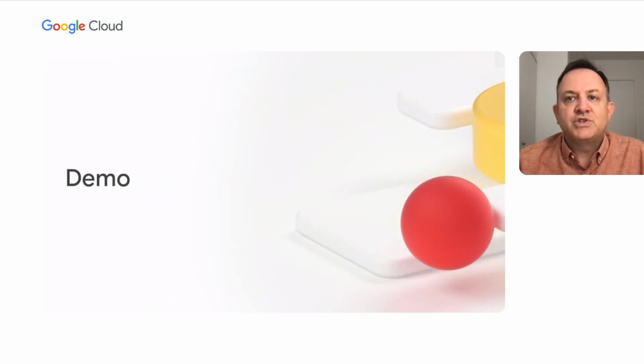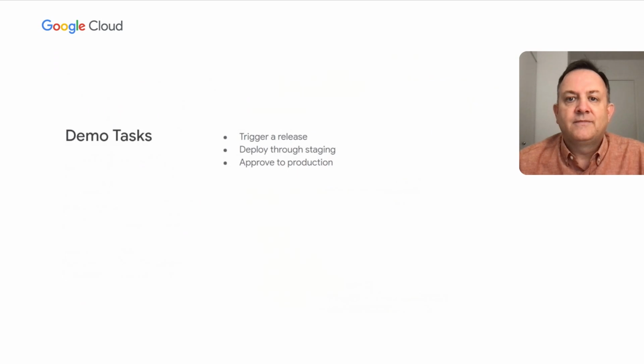I'd like to now demonstrate the use of Google Cloud Deploy to deploy an application to a series of GKE target clusters. In this demo, I will step through the process of creating a GCP Cloud Deploy release, deploying to staging, then approving a production rollout.